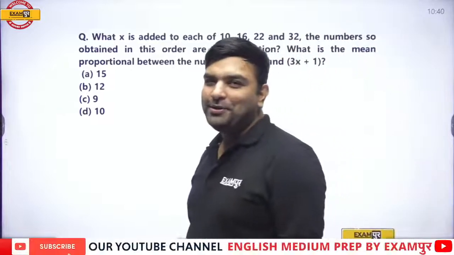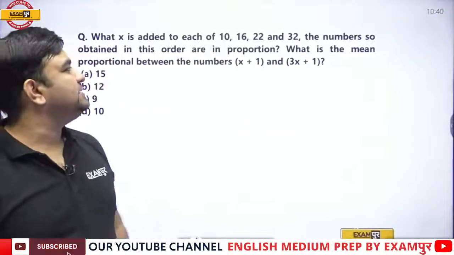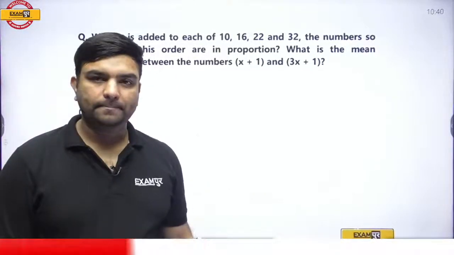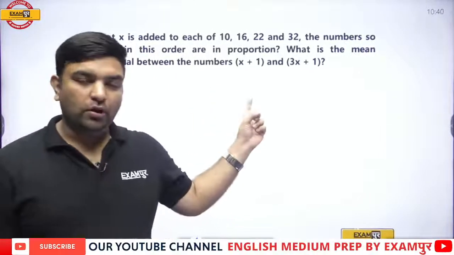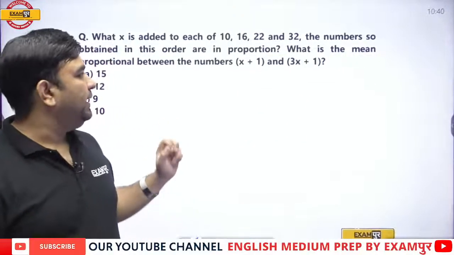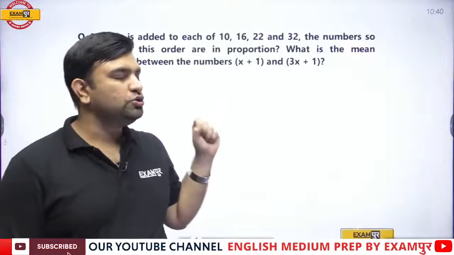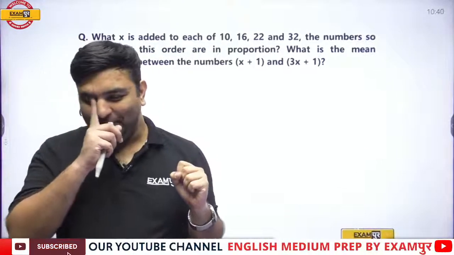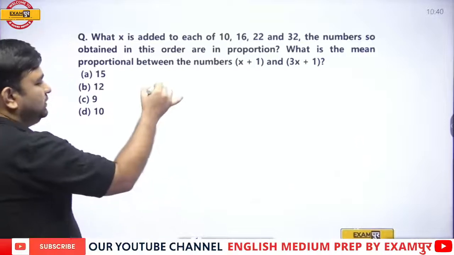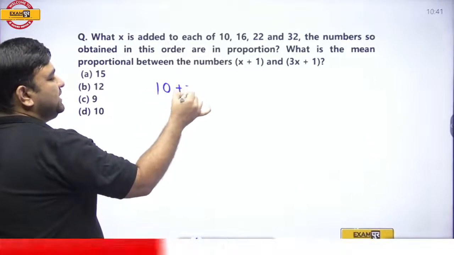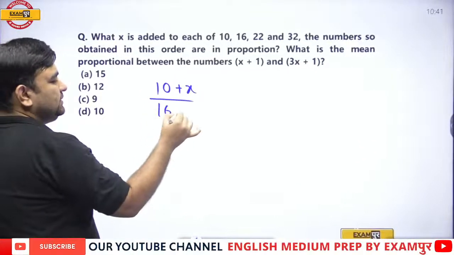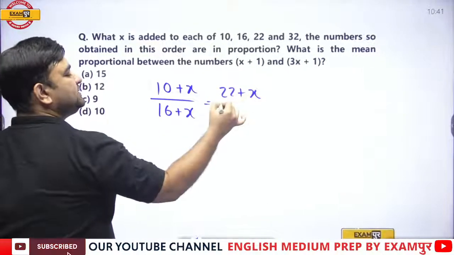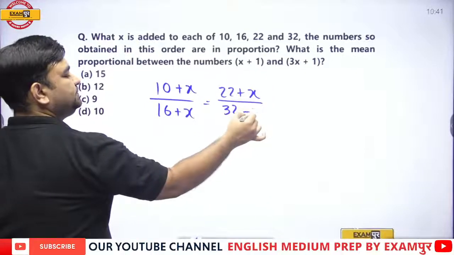What number should be added to 10, 16, 22 and 32, so that the numbers are in proportion? Then you have to find out the value of x, and ultimately you have to find out the mean proportion of x plus 1 and 3x plus 1. So let the number be x. So 10 plus x upon 16 plus x should be equal to 22 plus x upon 32 plus x.